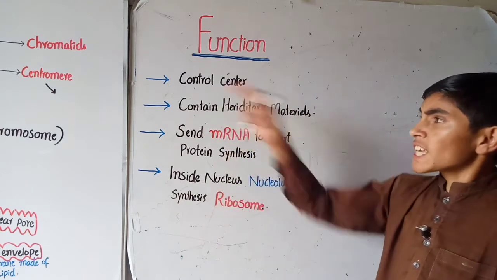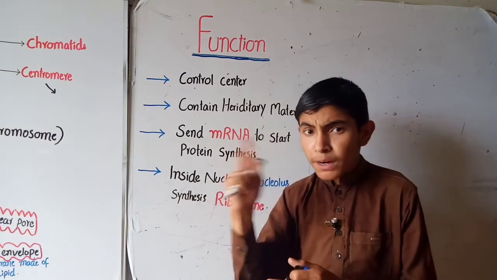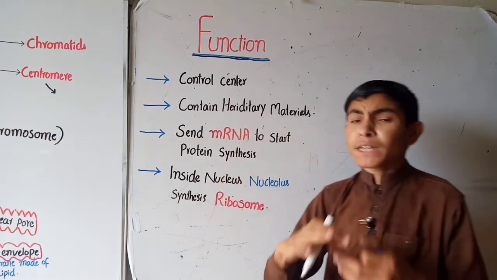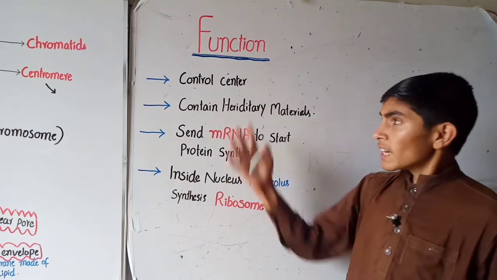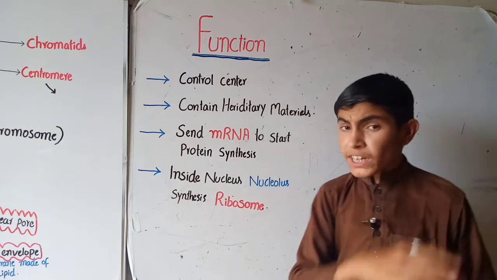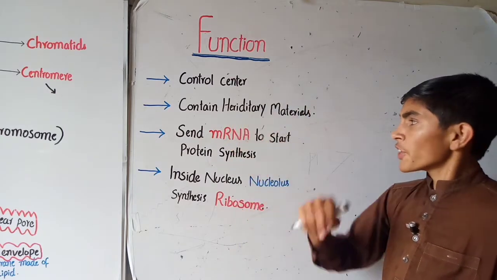So the first function is the control center. And the control center function, as we mentioned in the first part of the lecture, means all the functions occurring in the cell are controlled by the nucleus, just like our brain controls our whole body. The second one is that it contains hereditary material.